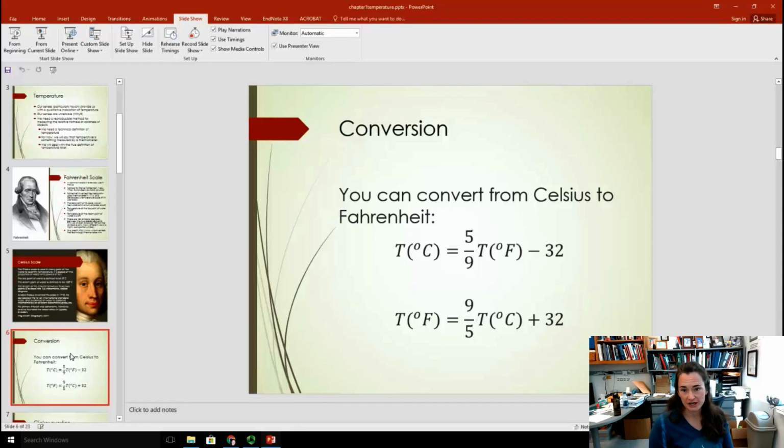The conversion equations for converting between Celsius and Fahrenheit are shown here. The temperature in degrees Celsius is equal to 5/9 times the temperature in degrees Fahrenheit minus 32. And you can invert that equation. The temperature in degrees Fahrenheit is 9/5 times the temperature in Celsius plus 32. And you can use that to convert back and forth between these two different temperature scales.